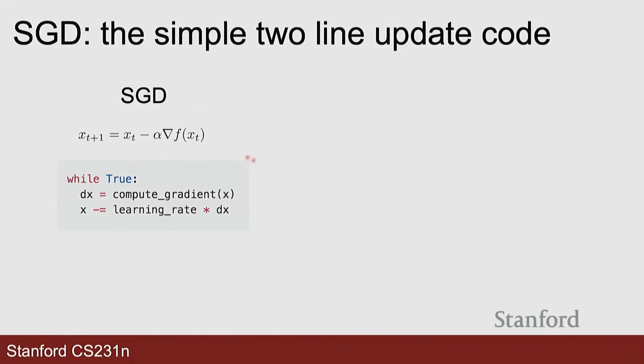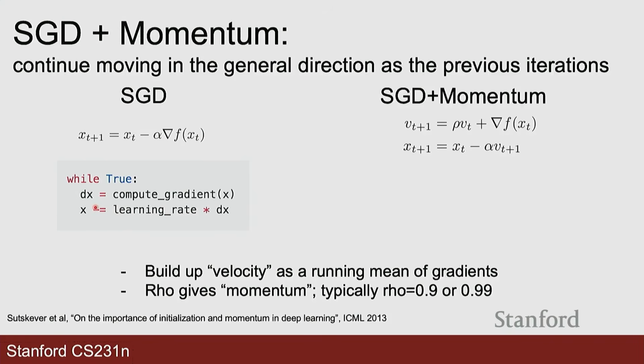So we have SGD here. We have our mini batch X. We're computing the gradient, which is dx. We have the learning rate or the step size, which we multiply, and then we do the negative because we need to go down the hill. This gives us our new X, so this is SGD.